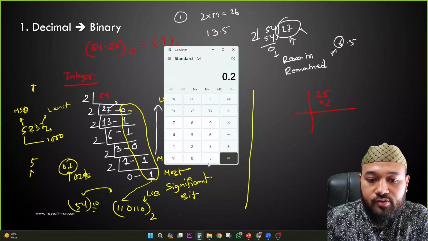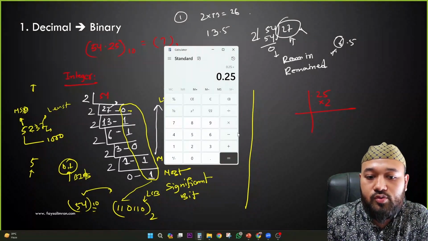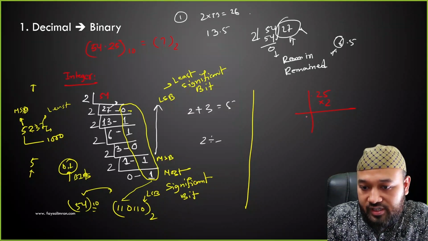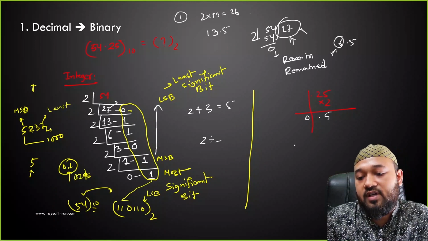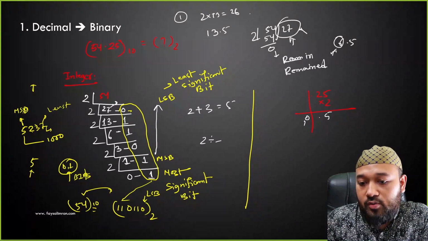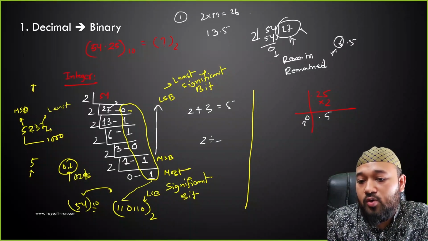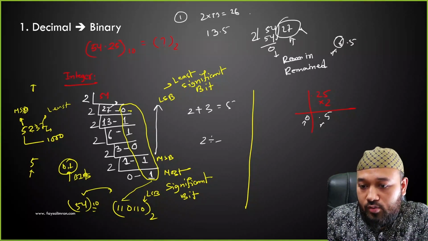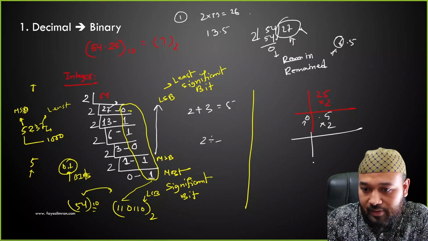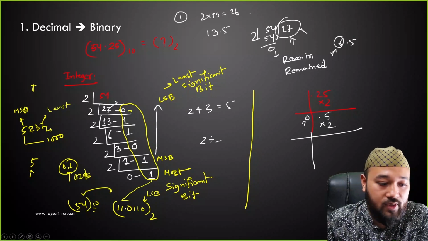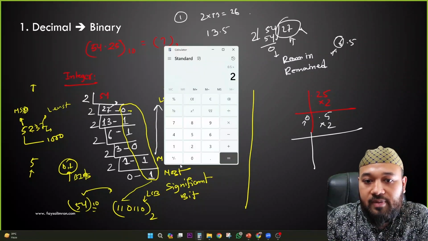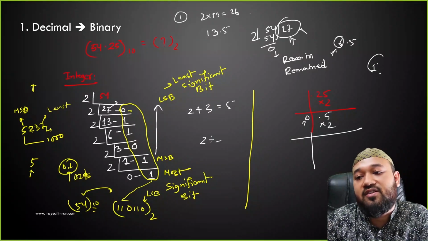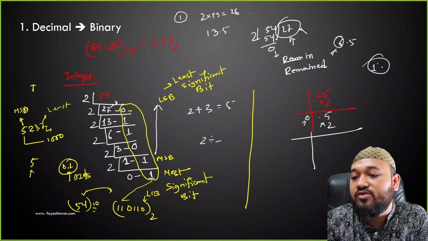So 0.25 into 2, that means we get 0.5. So we put it here, 0.5. The 0, which is an integer value, is why we do not include it inside this line. We also need to multiply this 0.5 by 2, so we get 1. This one is an integer value because it doesn't have a fractional value.